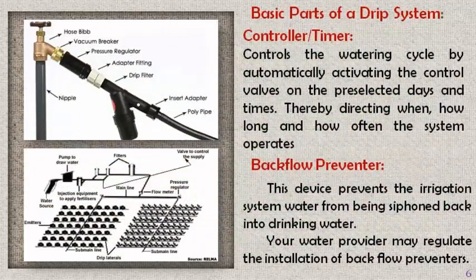Basic parts of a drip system are: 1. Controller or a timer. This controls the watering cycle by automatically activating the control valves on the pre-selected days and times, thereby directing when, how long and how often the system operates. 2. Backflow preventer. This device prevents the irrigation system water from being siphoned back into drinking water. Your water provider may regulate the installation of backflow preventers.